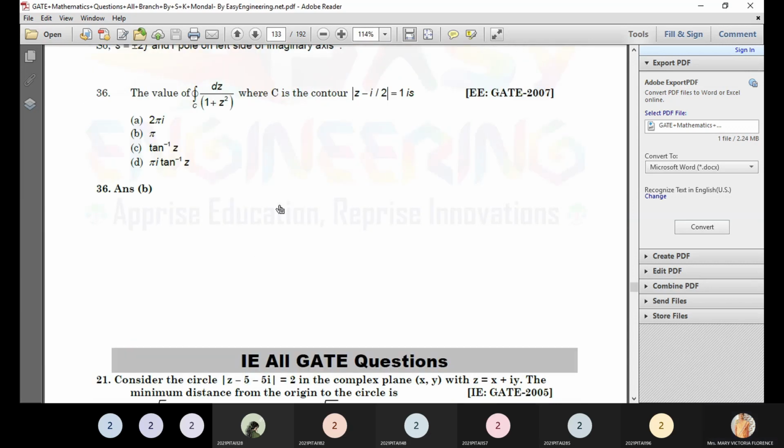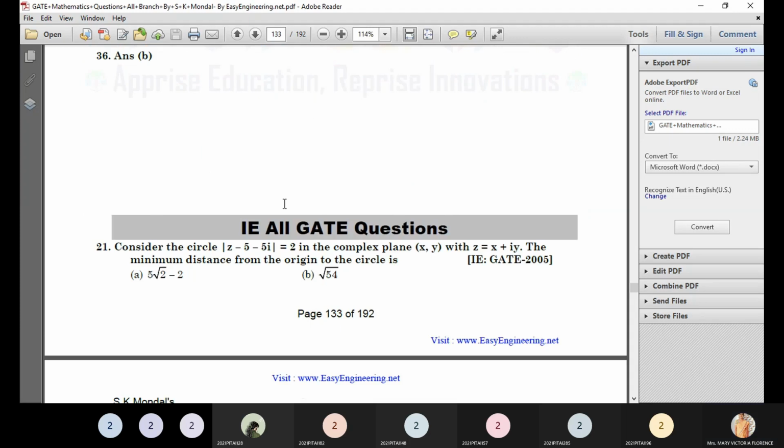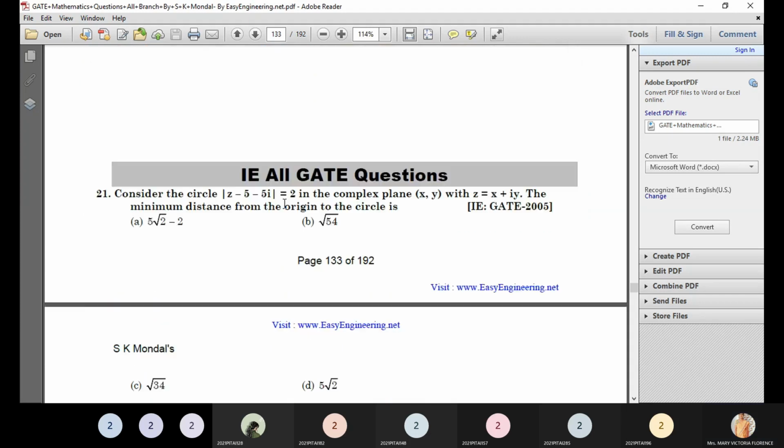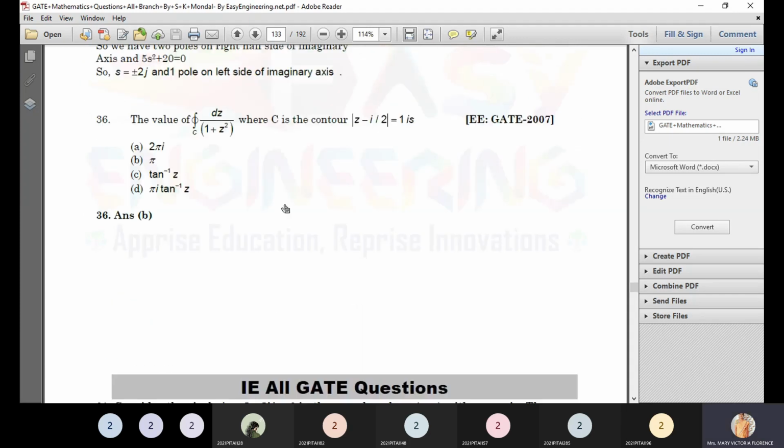Next one. The value of integral dz by 1 plus z square, where C is the contour mod z minus i by 2 equal to 1, is what? We have to find the integral. Answers: A 2 pi i, B pi, C tan inverse z, D pi i tan inverse z. The option is B.